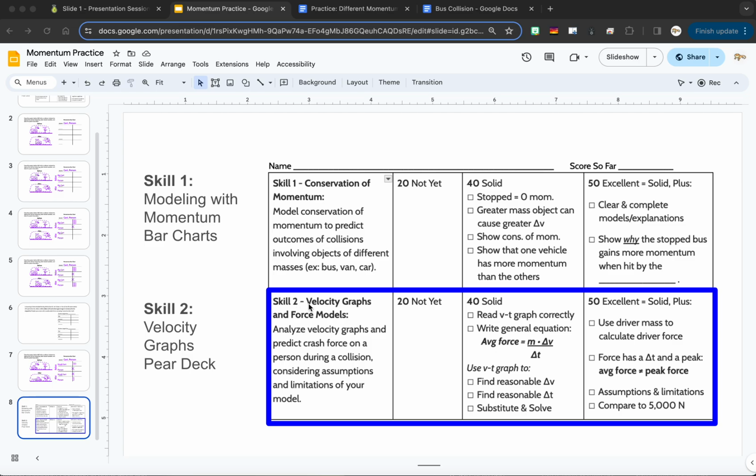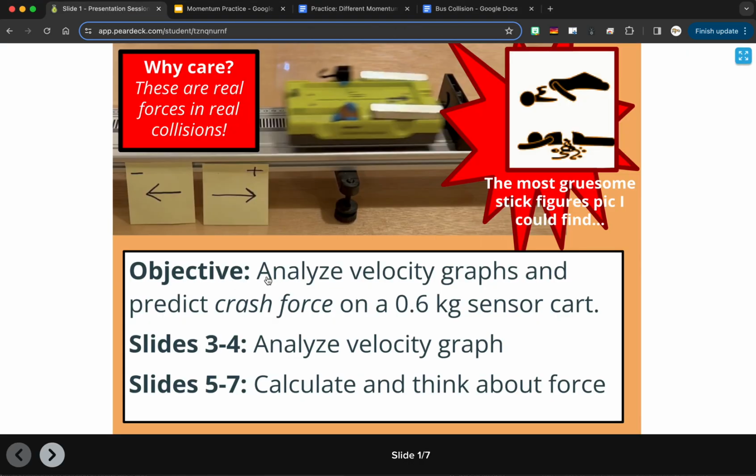This video is about skill 2, which is about velocity graphs and force models. Our job is to analyze velocity graphs and predict crash force on a person or some object. So if we go to the Pear Deck that you had the link for, our real objective in this practice is to analyze velocity graphs and predict crash force on a sensor cart, because that allows us to compare the crash force that we predict to the sensor cart measurement, so we can learn something from that comparison.